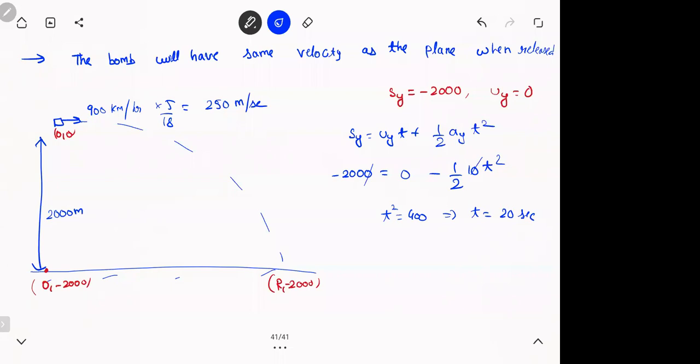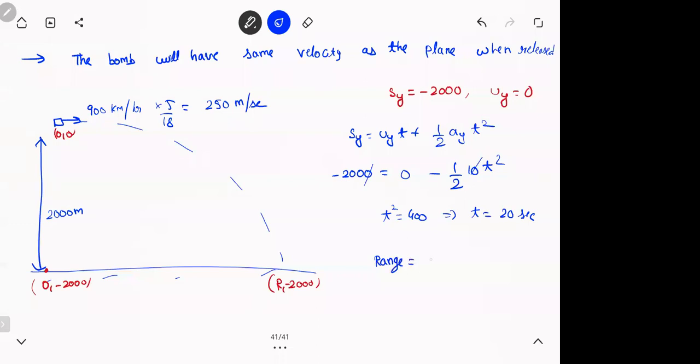Someone might ask, sir, why are you converting into meters per second? Why can't I use kilometers per hour? Great, use kilometers per hour. But remember, g is 10 meters per second. So this also you will have to convert into kilometers then. So if you are ready to convert g into kilometer per hour square, you can use kilometers. That is the problem.